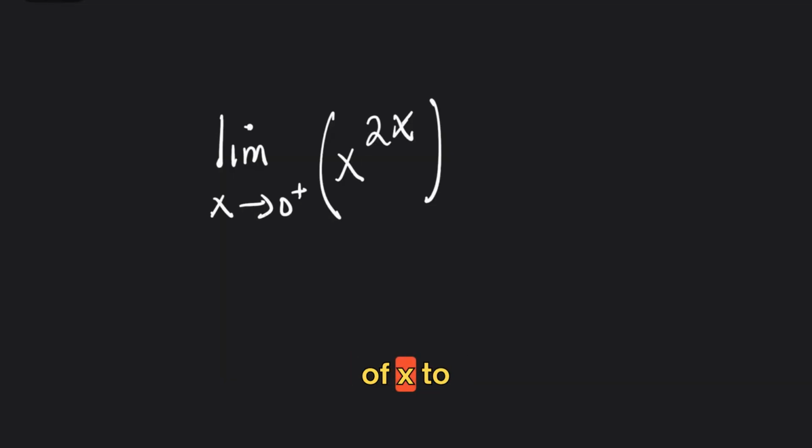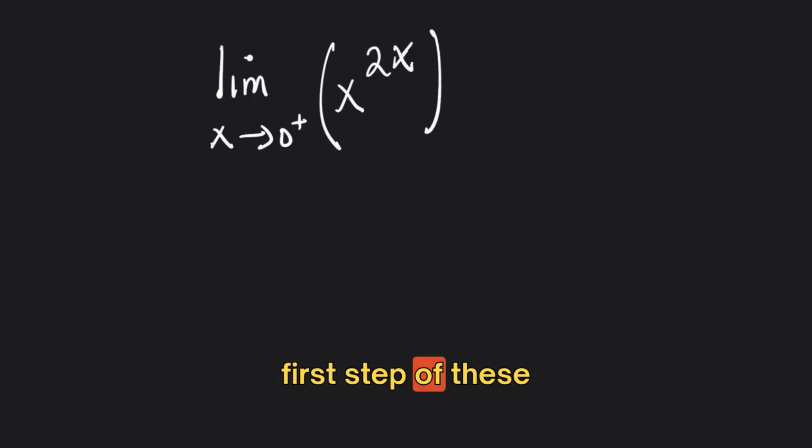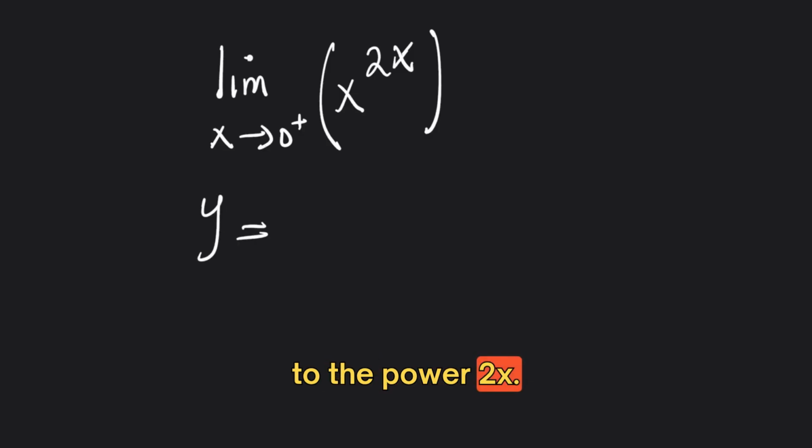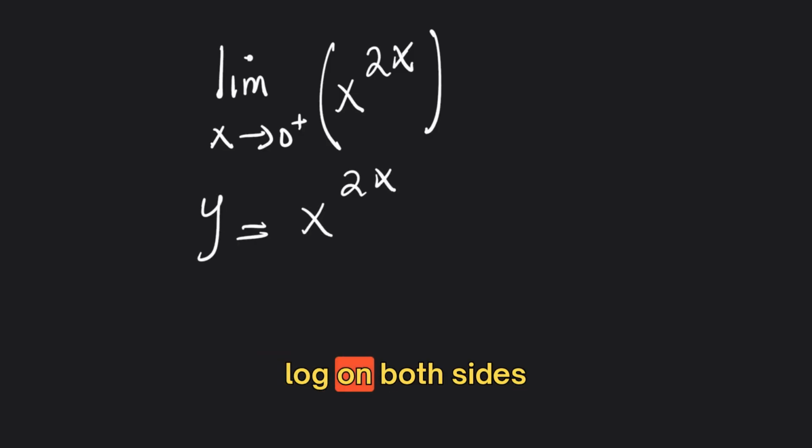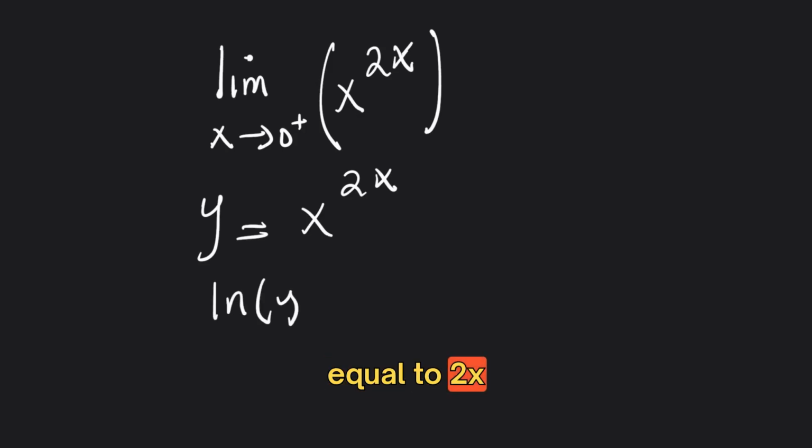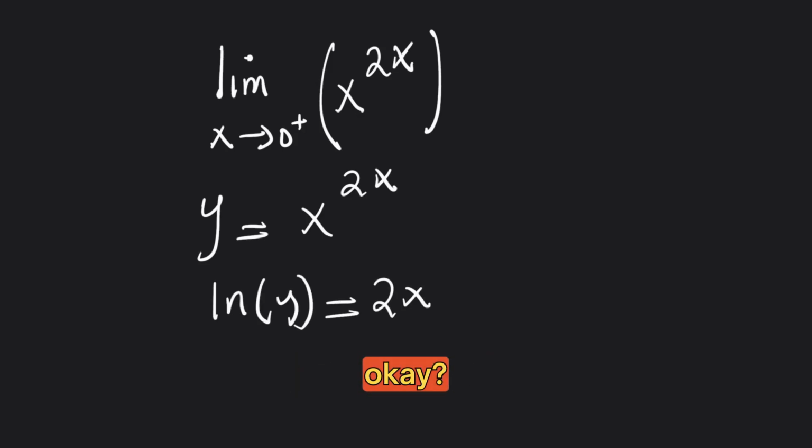Let's compute the limit of x to the power 2x as x goes to 0 from the right. The first step: you can see that it is of the form 0 to the power 0, right? But this is indeterminate. So let us use logarithms first. Put y equal to x to the power 2x. Then apply the natural log on both sides, so natural log of y is equal to 2x natural log of x, okay?